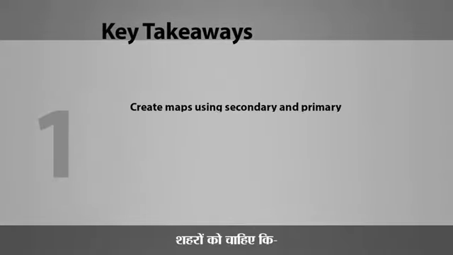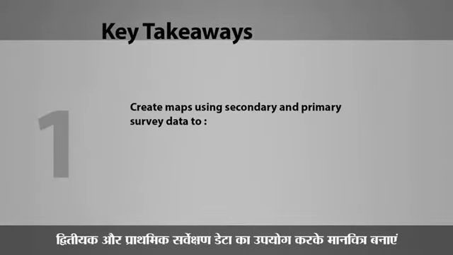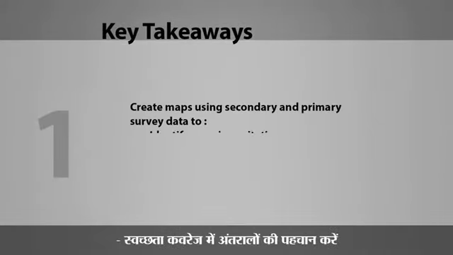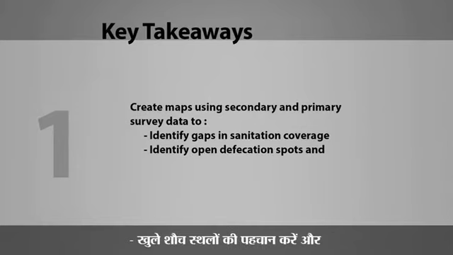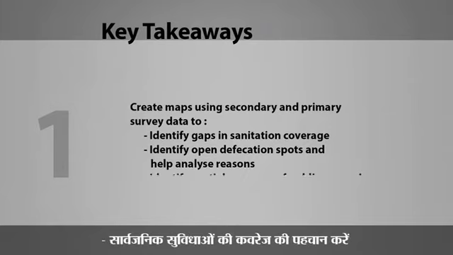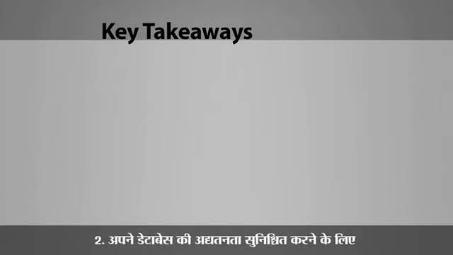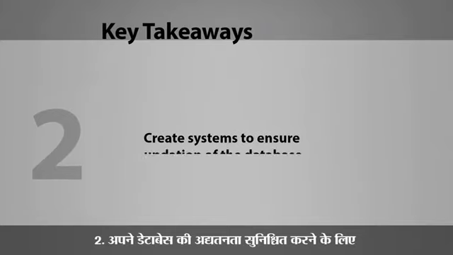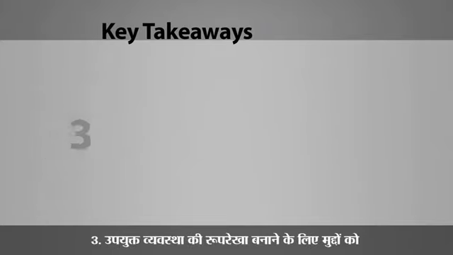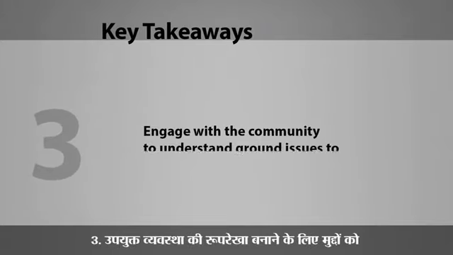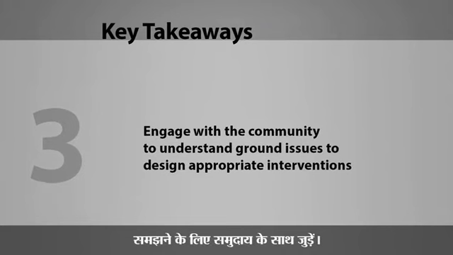Cities should create maps using secondary and primary survey data to identify gaps in sanitation coverage. Identify open defecation spots and help analyze reasons. Identify spatial coverage of public conveniences. Create systems to ensure updation of the database. Engage with the community to understand ground issues to design appropriate interventions.